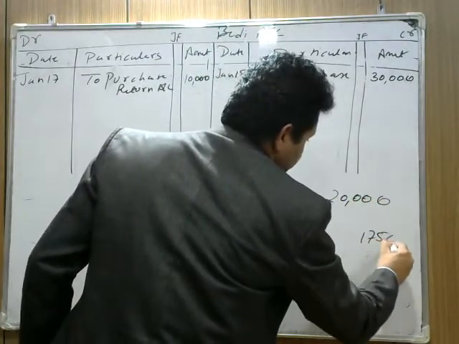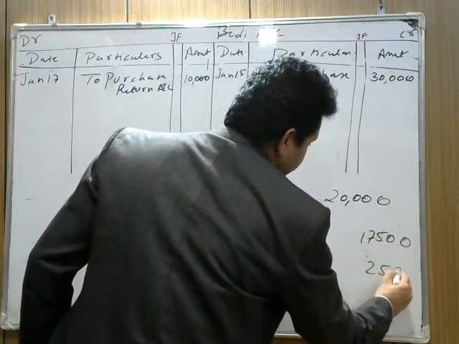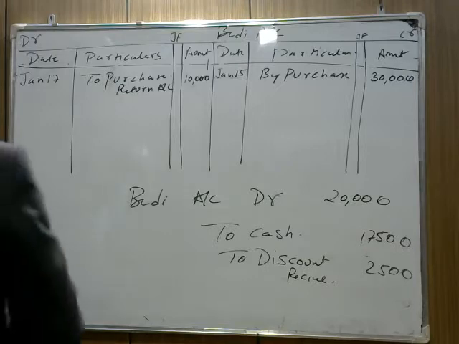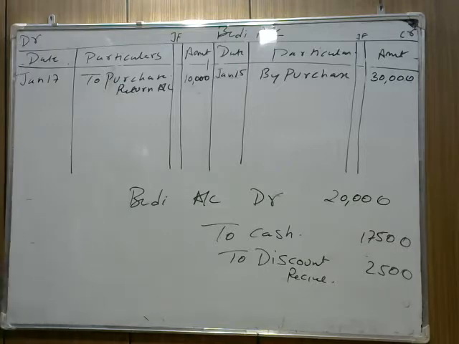In cash we are paying 17,500, so we receive a discount of rupees 2,500. हमें डिस्काउंट मिला था 2,500 का, ये एंट्री हम पहले कर चुके हैं. तो अंडरस्टैंड टर्म हाउ वी पोस्ट इन बेदी अकाउंट. तो बेदी अकाउंट विल बी डेबिटेड. नाउ हाउ द बेदी अकाउंट विल बी डेबिटेड.